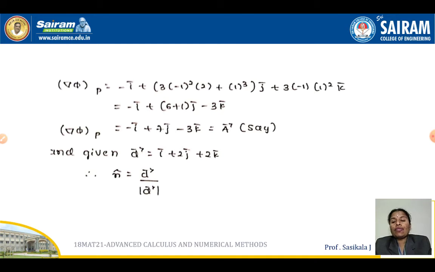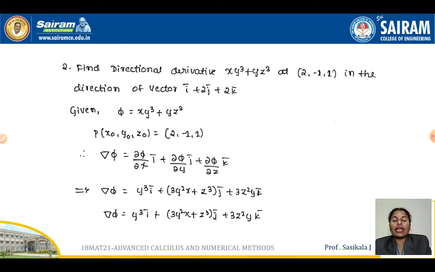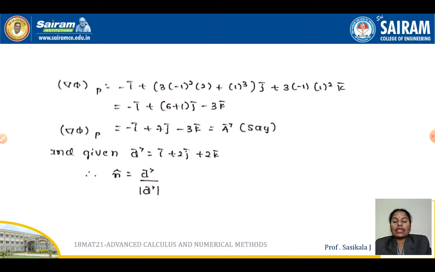You will get del phi at the point, that is minus i vector plus 7 j vector minus 3 k vector, which is considered as the a vector. Next, go with the d vector. What is the direction? I should find your n cap, isn't it? So d vector is i vector plus 2j vector plus 2k vector.